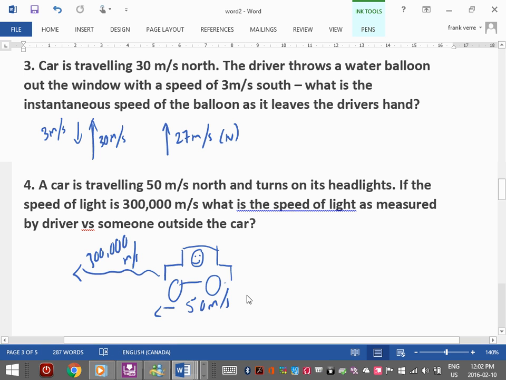But also, if someone was watching outside and watching the speed of that light, what's that? You would think, right? It's not. Light is different. And there's something called special relativity. And we'll talk about that when we get to Einstein.